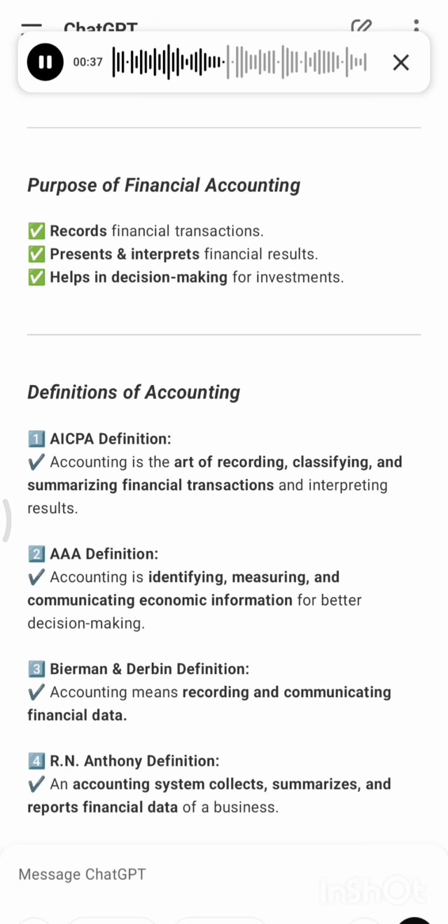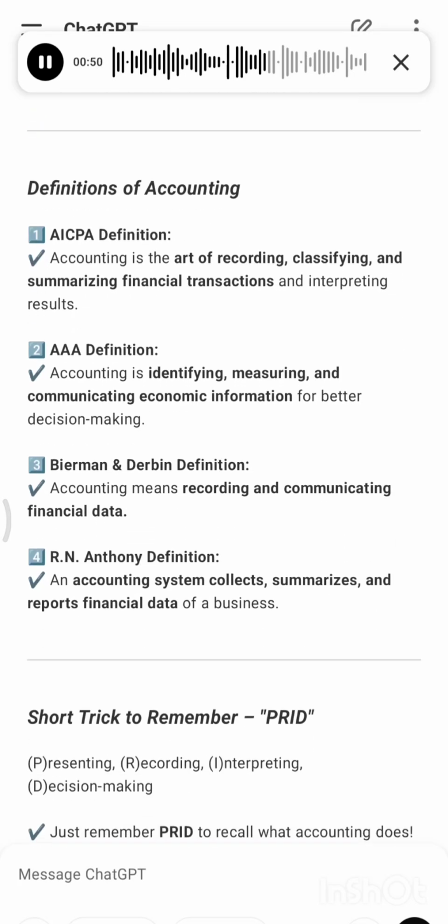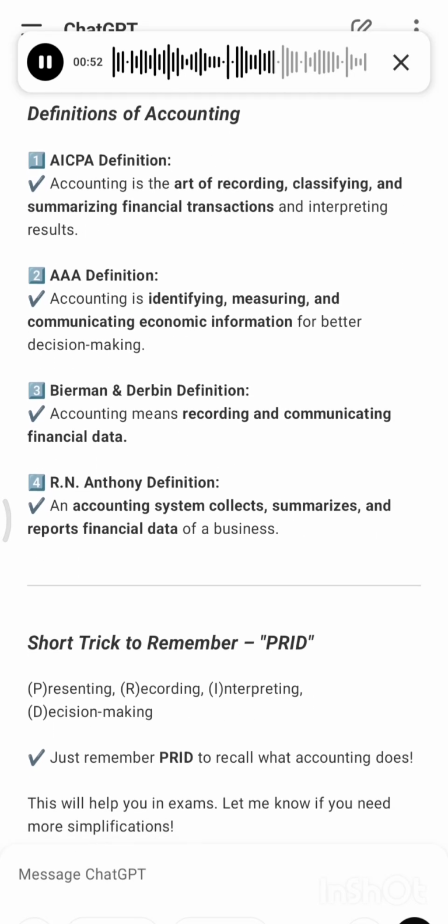Definitions of accounting. 1. AICPA definition: accounting is the art of recording, classifying and summarizing financial transactions and interpreting results. 2. AAA definition: accounting is identifying, measuring, and communicating economic information for better decision-making. 3. Bierman and Durbin definition: accounting means recording and communicating financial data. 4. R.N. Anthony definition: an accounting system collects, summarizes, and reports financial data of a business.